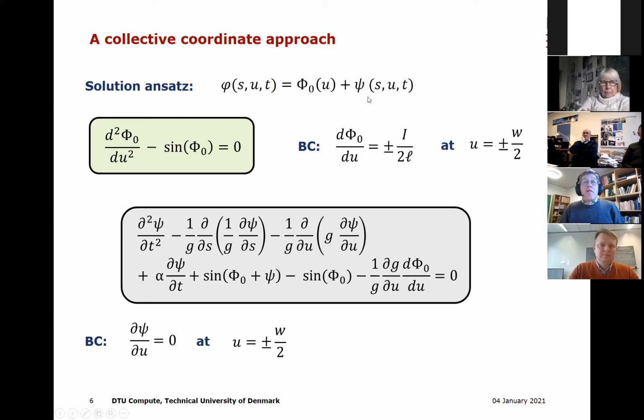And if you insert that in the previous sine-Gordon equation, then you get an equation for psi, which is, I would say, somewhat more complicated than the original problem, but they had the advantage that psi now satisfies homogeneous boundary conditions.